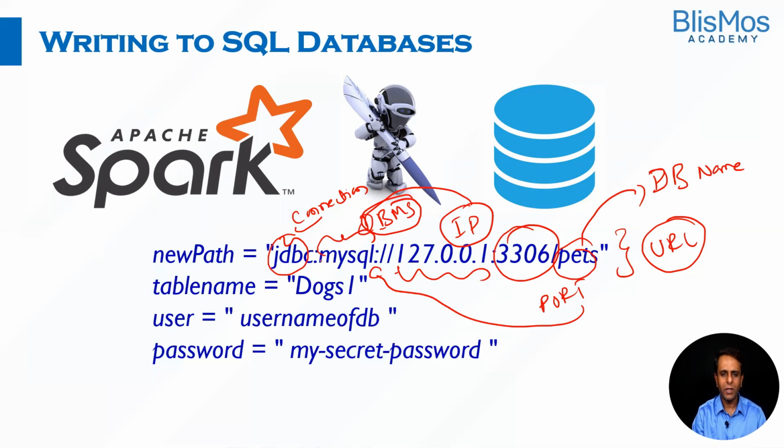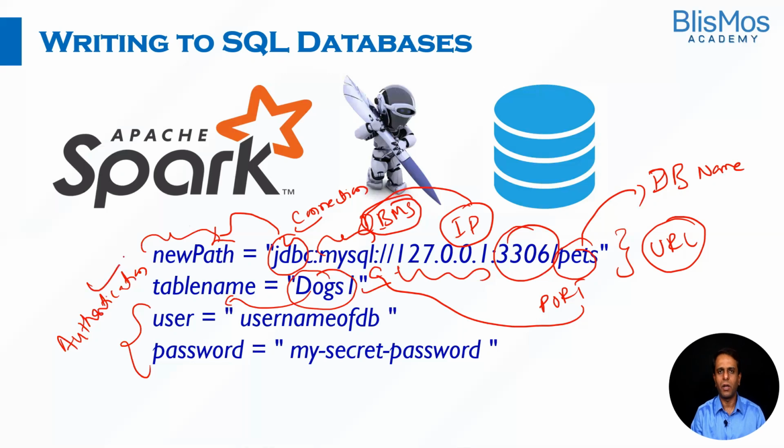What we are trying to do here is assign this URL to a variable called new path, and we are going to use the same thing as a part of our write statement. Here, we are going to write to one of the tables in the database. In this case, we are going to write the contents of the data frame into the table called docs, and as usual we need to provide the parameters for the authentication. So, these are the different things you need to take care of while writing into a database.